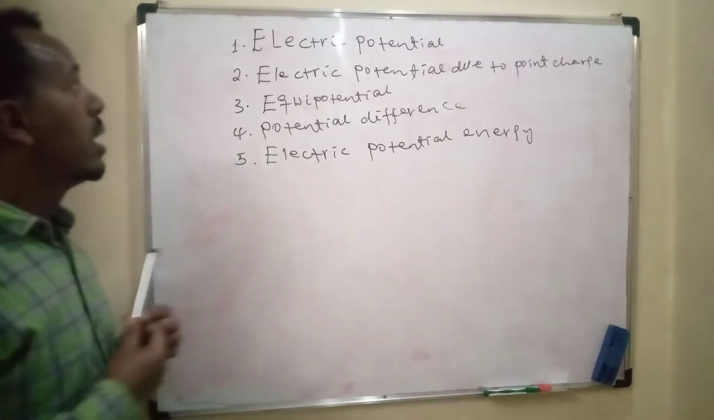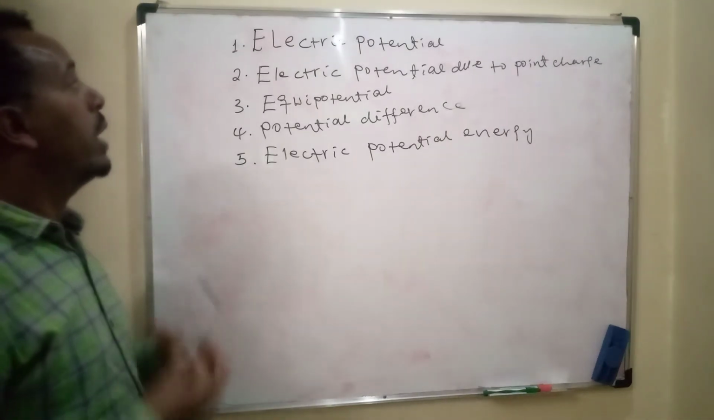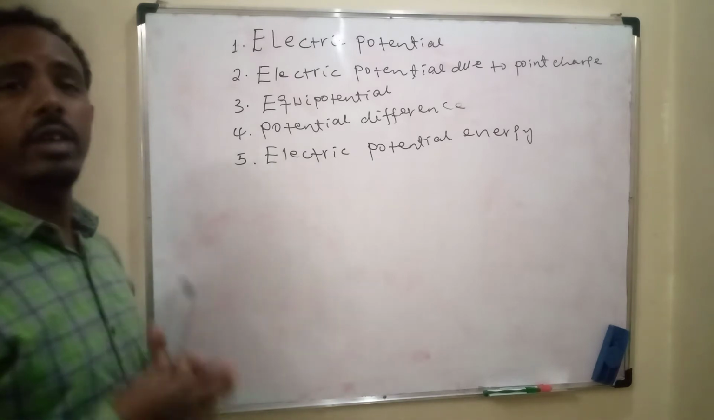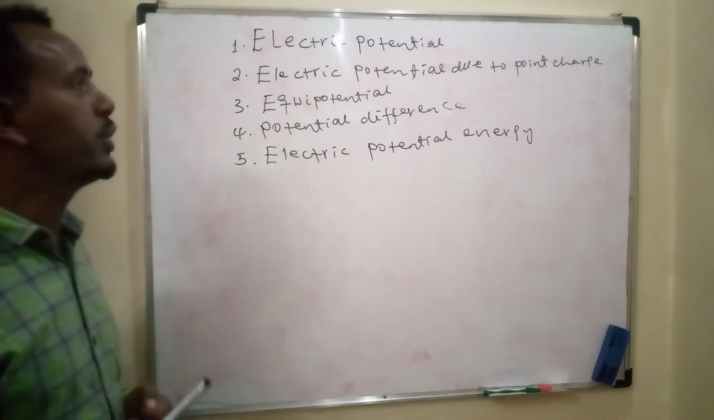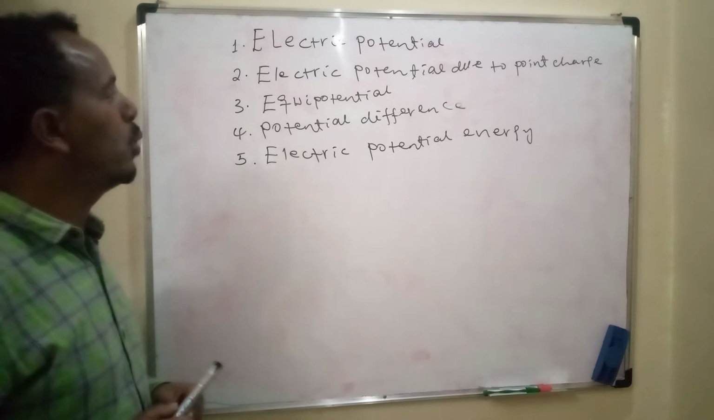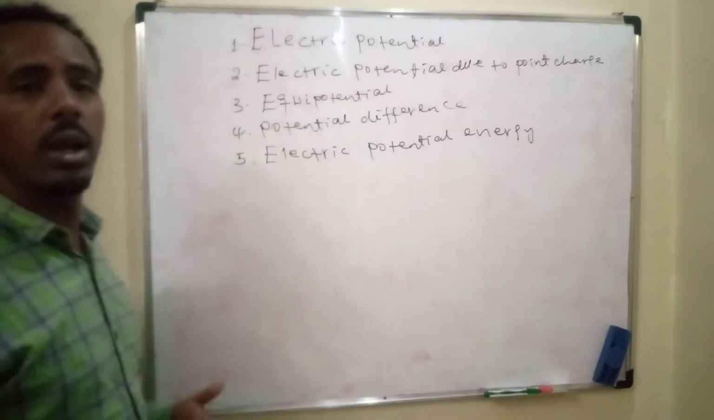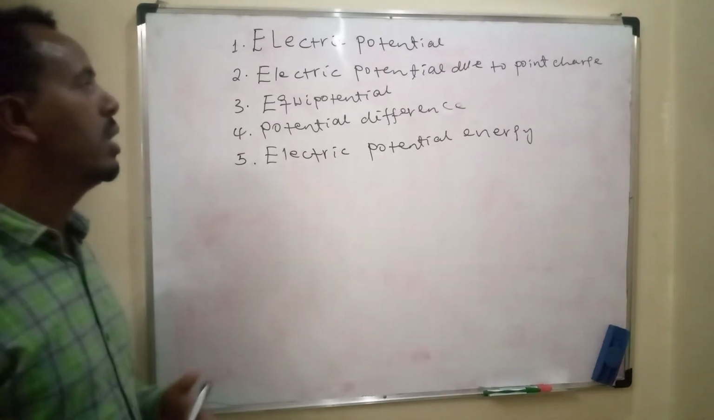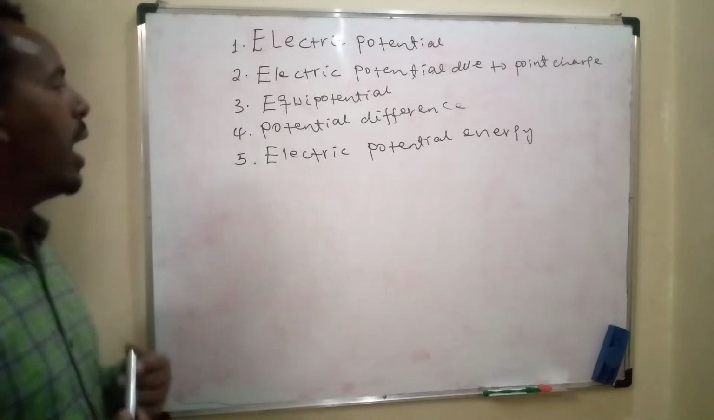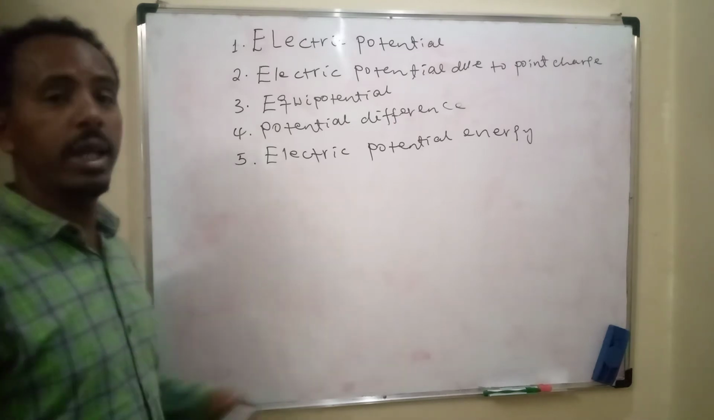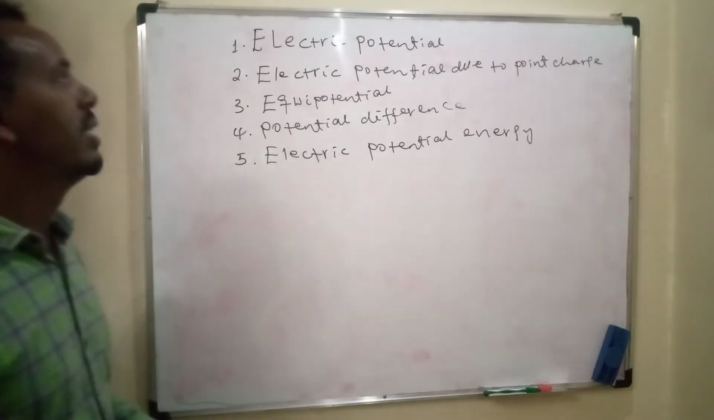Okay, in this video, we will see about electric potential. Electric potential due to a point charge, which is called absolute potential, equipotential or equipotential surface, potential difference, and electric potential energy will be discussed.